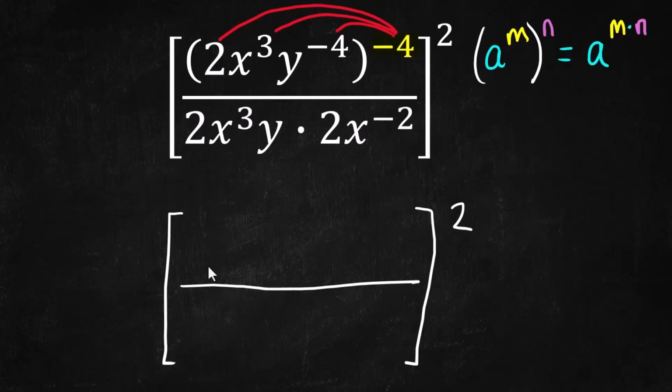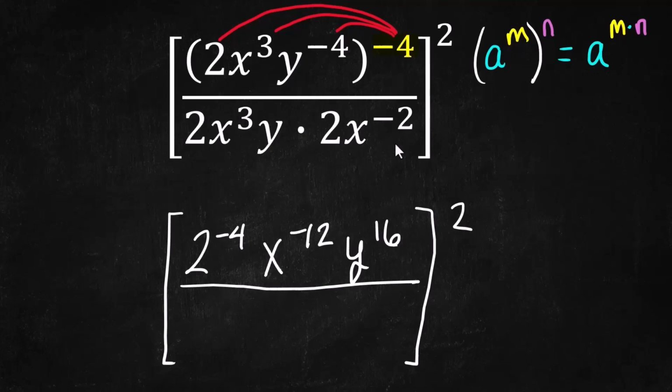Our numerator is going to become, well, 2, it just has an exponent of 1. That's why you don't see it. 1 times -4 is 2 to the -4. X cubed, x to the 3rd power to the -4, will become x to the -12. And y to the -4 raised to the -4 power is going to become y to the 16th.